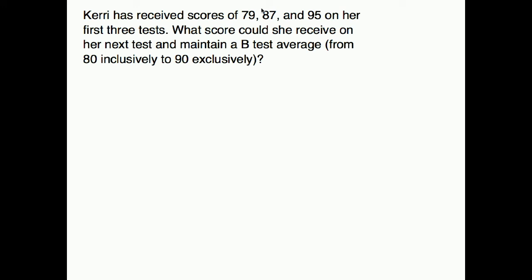Well, thinking about averages here. So she's taken 3 tests, she's going to take another one. So what we can think here is, as she takes these tests, her average, so she has a 79 plus an 87 plus a 95, and then she's going to have a 4th test, so plus x, and we'll let x equal her 4th test. So add these 4 up and divide by 4. And this is her average.